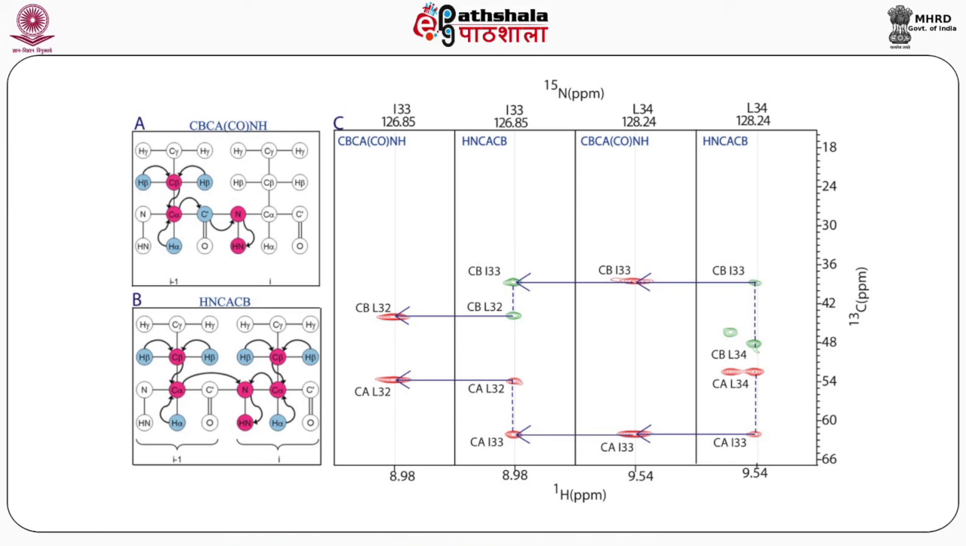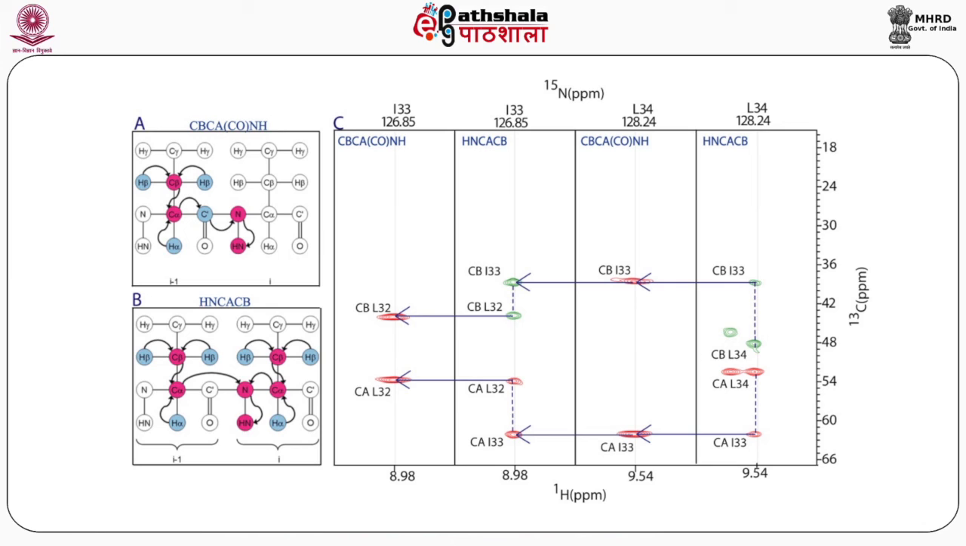Now, from these we see the preceding residues. So, the CB of I33 matches the CB in the next strip of I33. These strips are labeled alternately CBCA(CO)NH, HNCA-CB, CBCA(CO)NH, HNCA-CB for the residues I33 and L34. In the second strip that you see, I33 at N15 chemical shift of 126.85, you see at the bottom 2 red peaks.